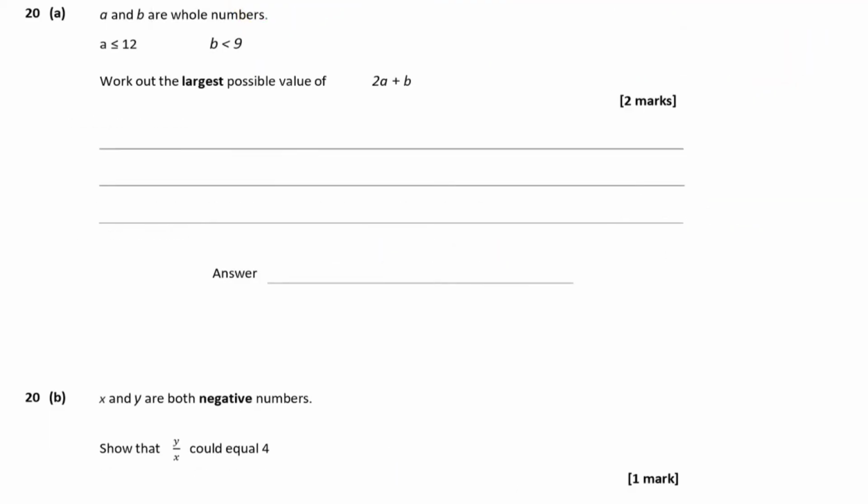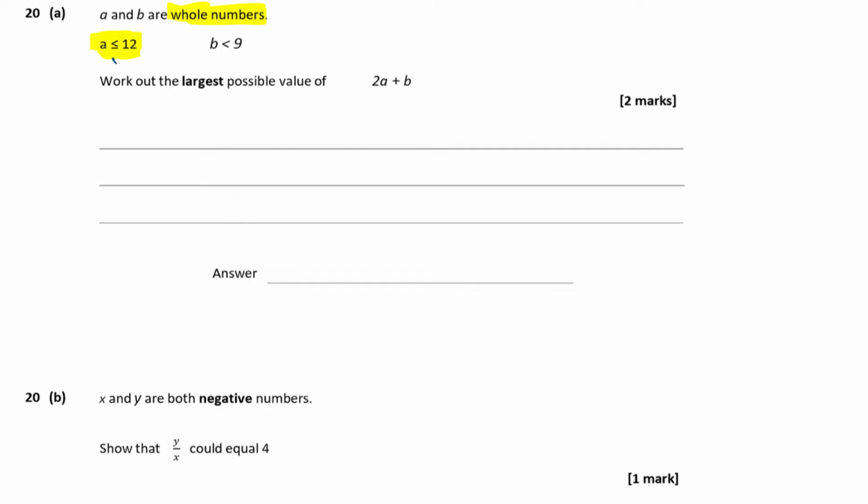Question 28. A and B are whole numbers. Work out the largest possible value of 2a plus b. Well, that's going to be largest when a is the largest possible value it can be, and b is the largest possible value it can be. Now we've got two inequalities up here. It says a is less than or equal to 12. So the largest whole number a can be is 12, isn't it?